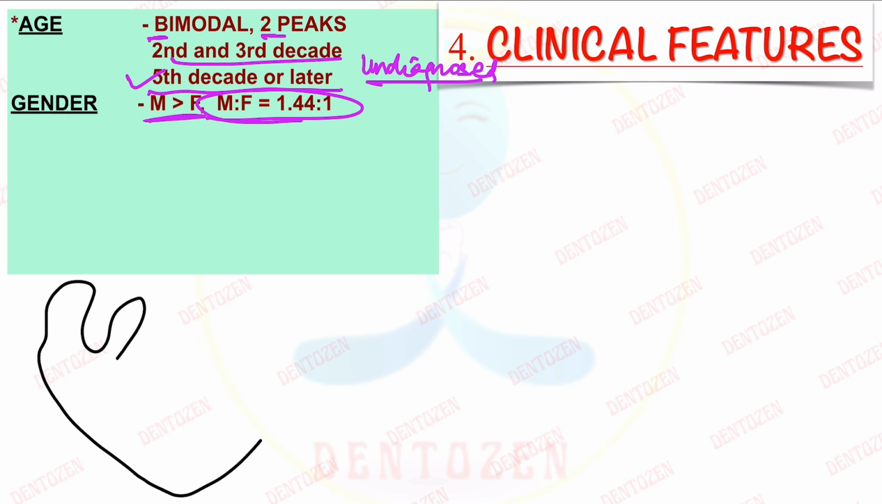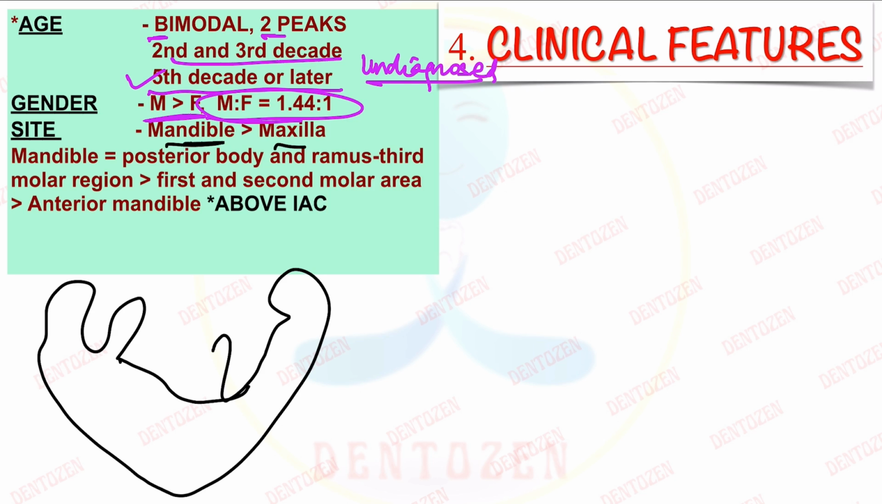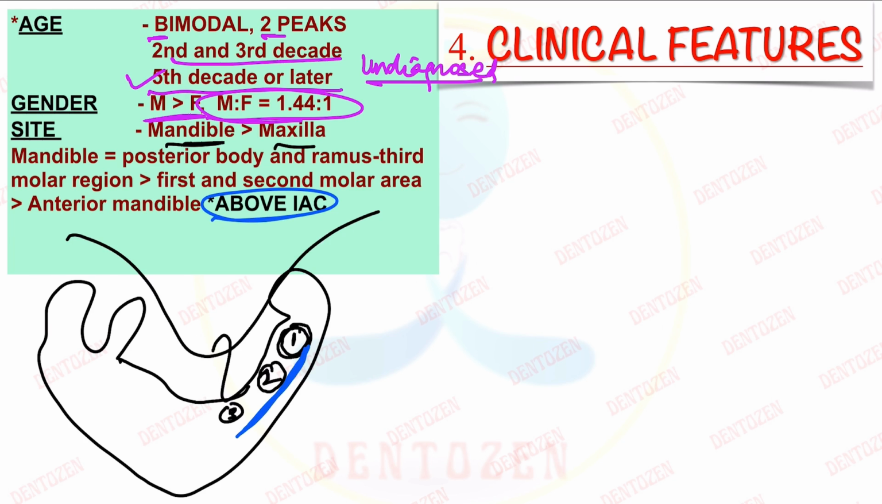Now, if we talk about site, mandible is affected more commonly than maxilla. Very important. And in mandible also, it is the posterior body ramus, third molar region, followed by first and second molar region, and then the anterior mandible. These lesions remain above the inferior alveolar canal. That is important for your entrance. Now, if we talk about maxilla, the most commonly affected site is third molar area, followed by the cuspid region.